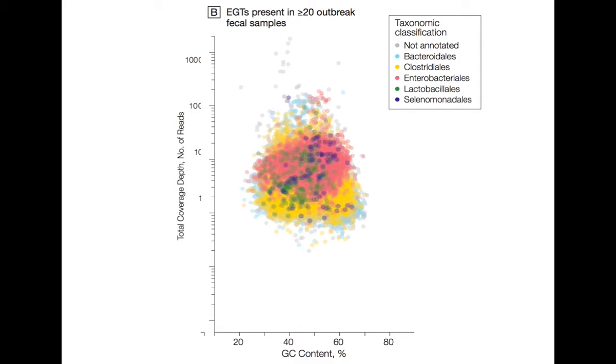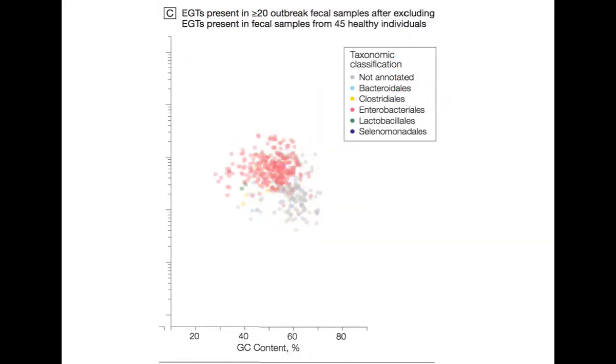And you can see the Enterobacteriales, the pinkish stuff in the middle there, which is where E. coli belongs, actually are starting to become a bit more abundant. But we're still a long way from actually having an outbreak strain genome out of this metagenome, or metagenome, if you like, because it's a composite of all the metagenomes of all the samples.